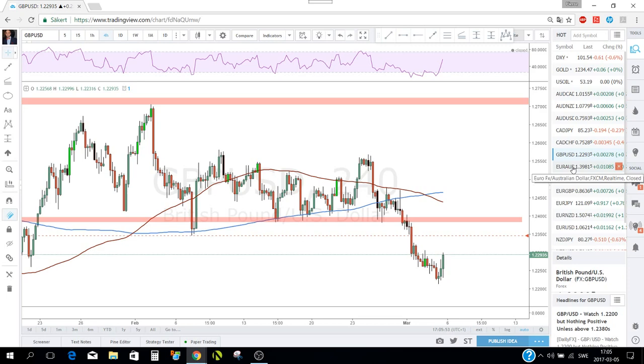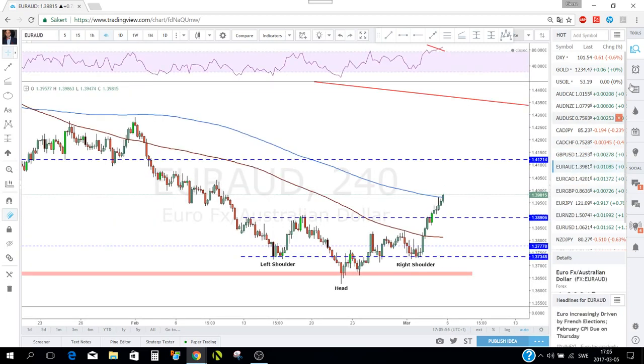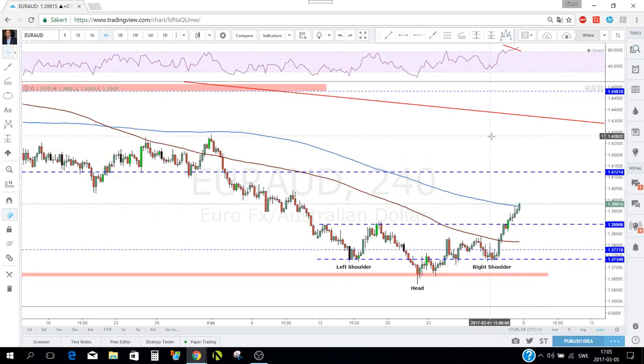And I have a bunch of euro pairs on my list, and you will notice why, because euro did a really good move against all the pairs, and some of them are getting to a very interesting area.